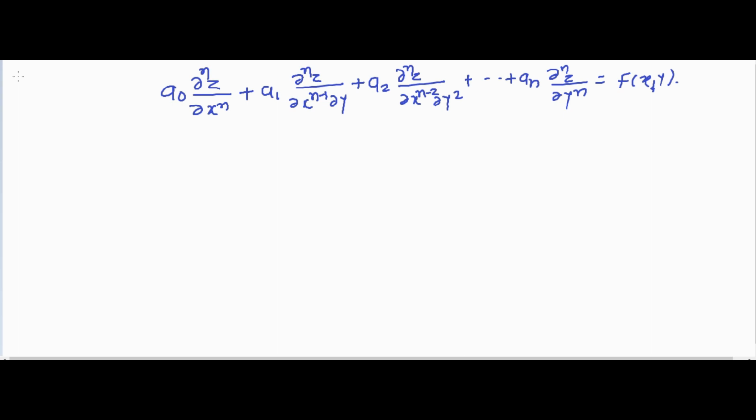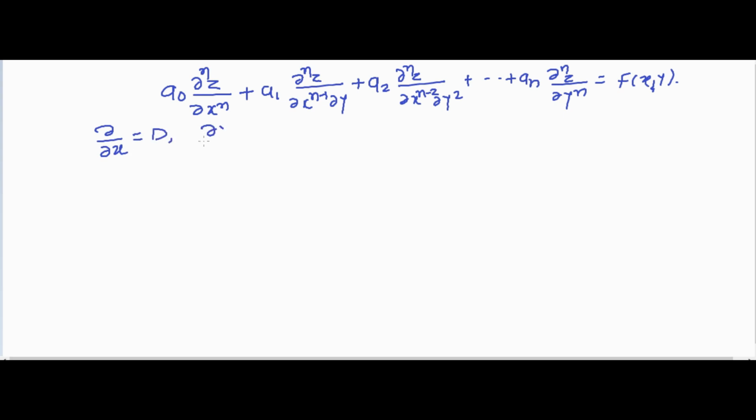If you observe, the order of the derivative is n everywhere, and that is why it is called a homogeneous equation. In every term the order of the derivative is n, and a0, a1, a2, an are constants. Therefore we call it a linear homogeneous partial differential equation with constant coefficient. Whenever f of x comma y is 0, it is called homogeneous.